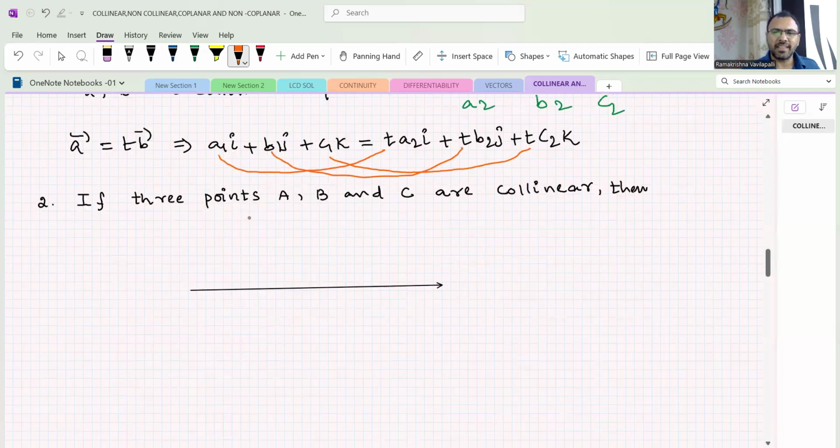How to do it when three points are given? Suppose A, B, C are collinear. Nothing but this is A and this is B and this is C. So you see that AB bar is collinear with AC bar. They are in the same direction. Then AB bar is parallel to AC bar.